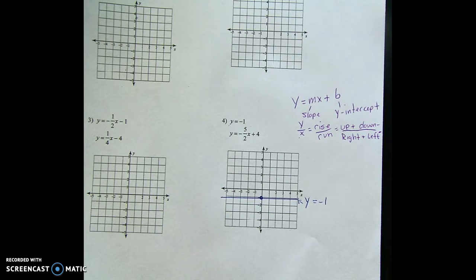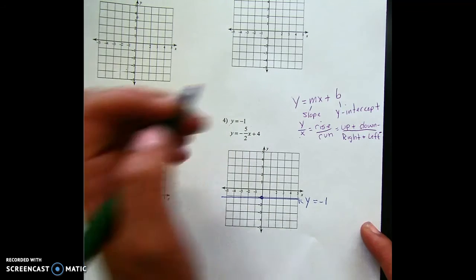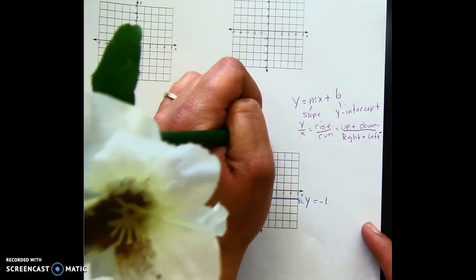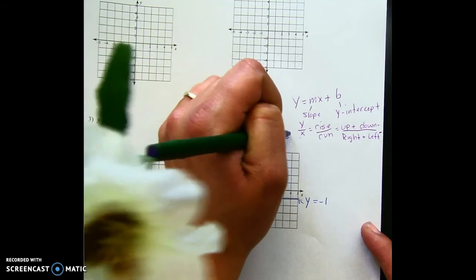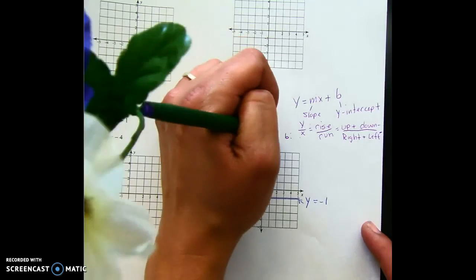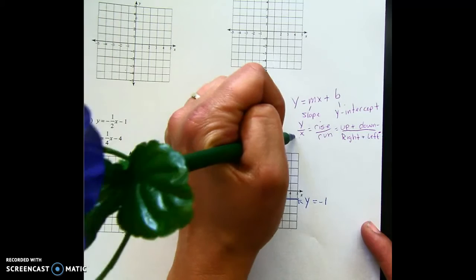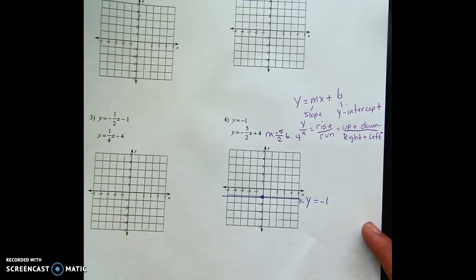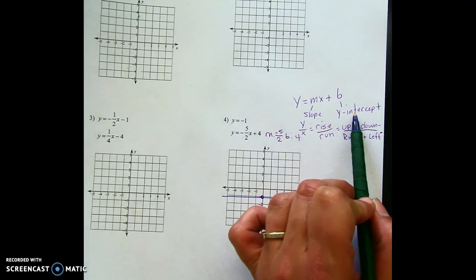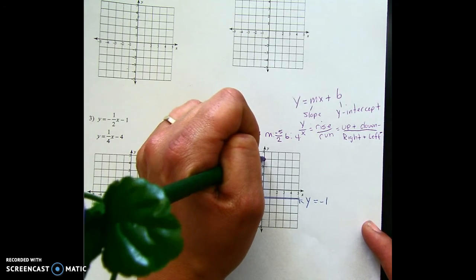The next one I'm going to do is here. And it says y equals -5/2x plus 4. So I'm going to identify for this one what my m is and what's my b. My m, looking here, is my slope. It's -5/2. And my b is 4. One more time, my b is my starting point, which is my y-intercept. I'm going to go to 4, +4, and put my dot.